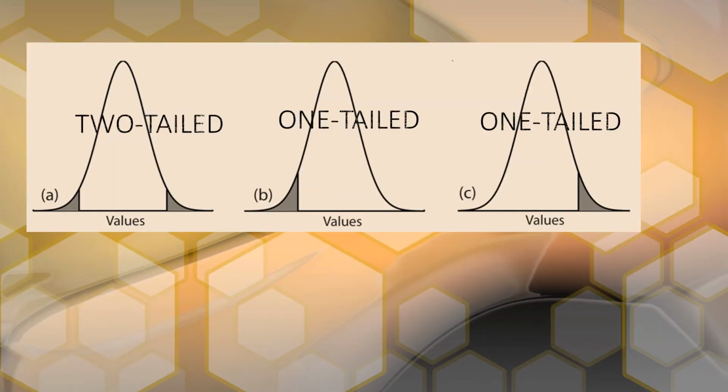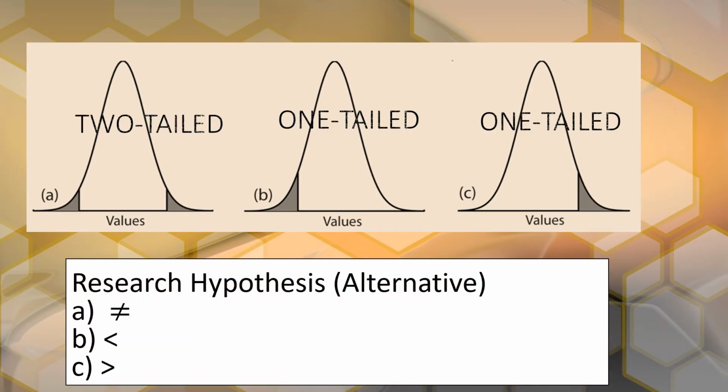So you could have 3 different research hypotheses, and that tells us how we will shade. A two-tailed test is when your research hypothesis says not equal to. So we're looking for both extreme values on the low end and the high end. So we're going to shade from our sample mean to more extreme values and also on the other side.